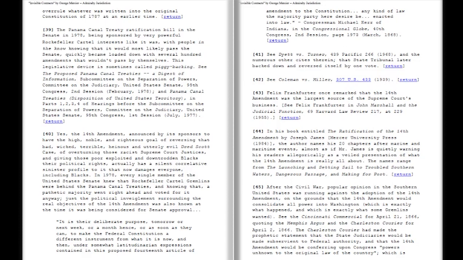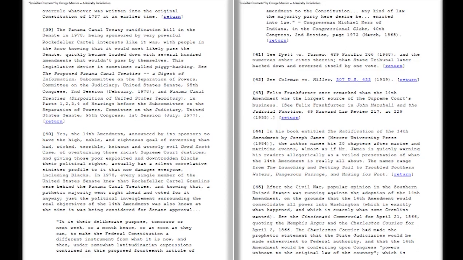Return. 40 Yes, the 14th Amendment, announced by its sponsors to have the high, noble, and righteous goal of reversing that bad, wicked, terrible, heinous, and utterly evil Dred Scott case, of overturning those racist Supreme Court justices, and giving those poor exploited and downtrodden blacks their political rights, actually has a silent correlative, sinister profile to it that now damages everyone, including blacks. In 1978, every single member of the United States Senate knew that Rockefeller cartel gremlins were behind the Panama Canal Treaties, and knowing that, a pathetic majority went right ahead and voted for it. Anyway, just the political inveiglement surrounding the real objectives of the 14th Amendment was also known at the time it was being considered for Senate approval.